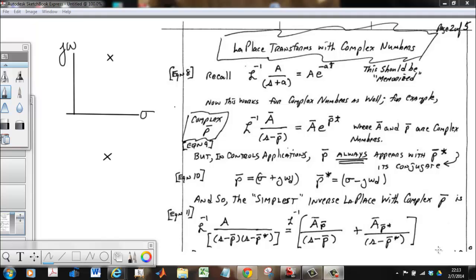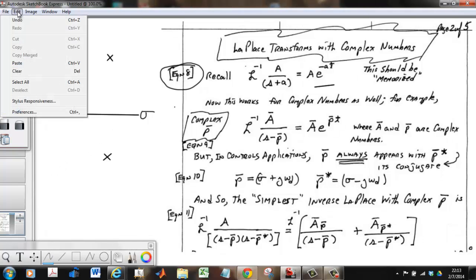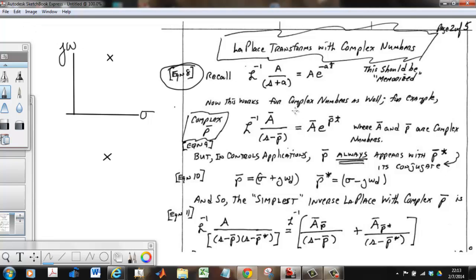Now, if we want to deal with Laplace transforms of complex numbers, if you look at equation 8, and this equation needs to be memorized, the inverse Laplace of capital A constant over s plus little a constant is A e to the minus at. You really need to remember that one. That one you have to remember. And it works for complex numbers also.